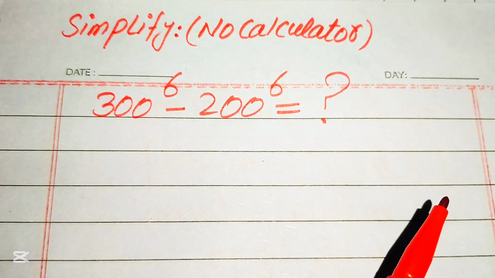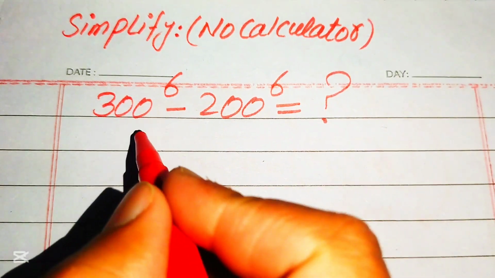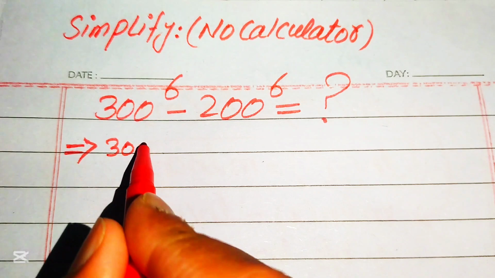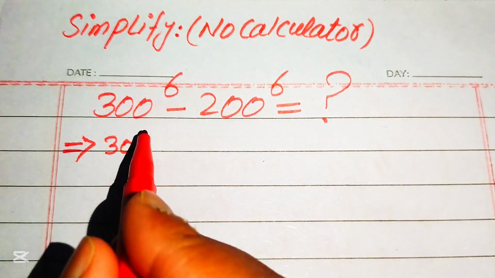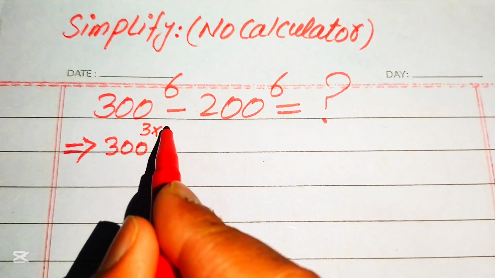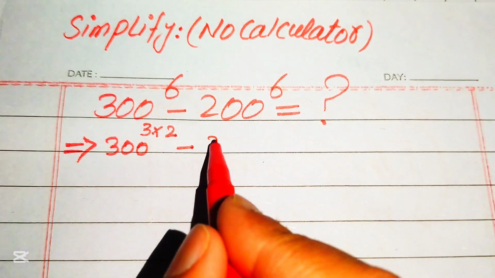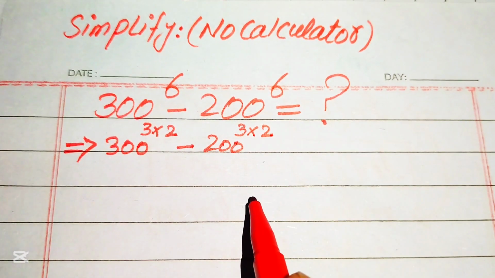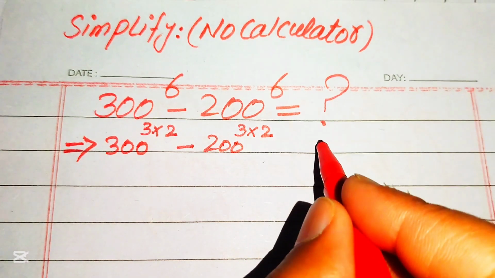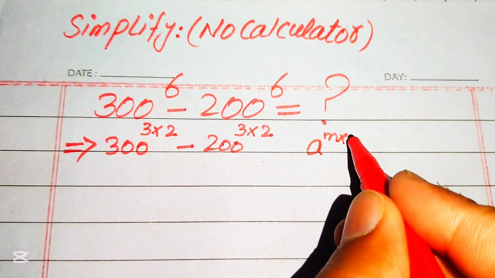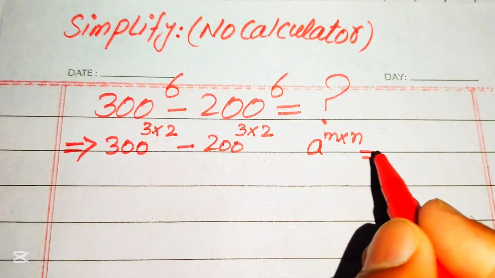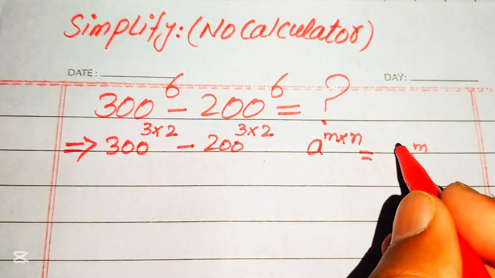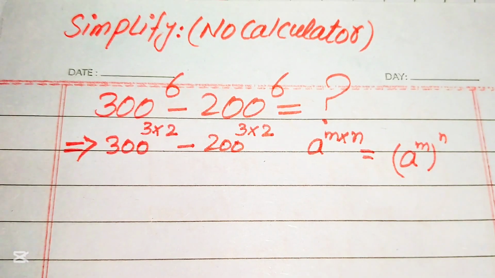The very first step we are going to do is rewrite this algebraic expression in this form. It will be written as 300 to the power of 6. We break this 6 as 3 multiplied by 2, minus 200 to the power of 3 multiplied by 2. After that we need to apply this exponent formula: a to the power of m times n equals a to the power of m, to the power of n.